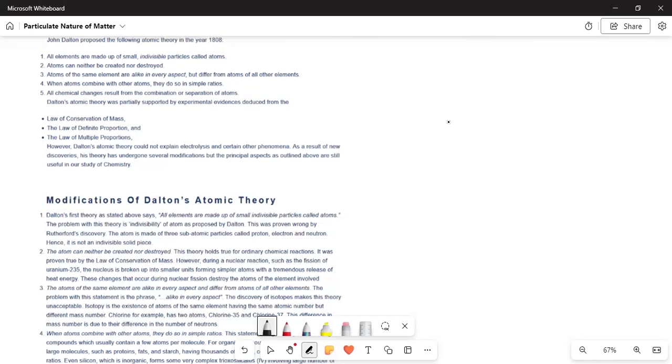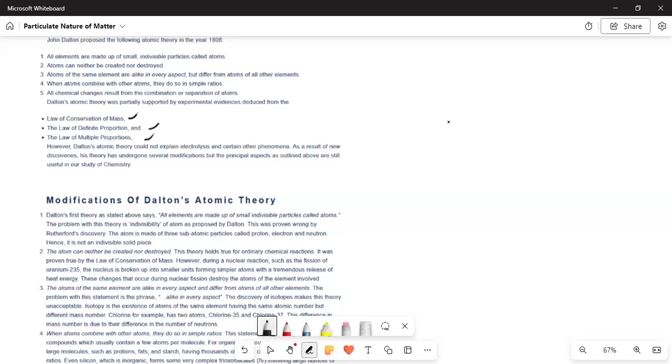Now, Dalton's atomic theory was partially supported by experimental evidence deduced from the law of conservation of mass, the law of definite proportion, the law of multiple proportion, and the like. However, his theory could not explain electrolysis and certain other phenomena in chemistry. So, as a result of new discoveries, his theory has undergone several modifications, but the principal aspects as outlined here still remain and are relevant in the study of chemistry till today.